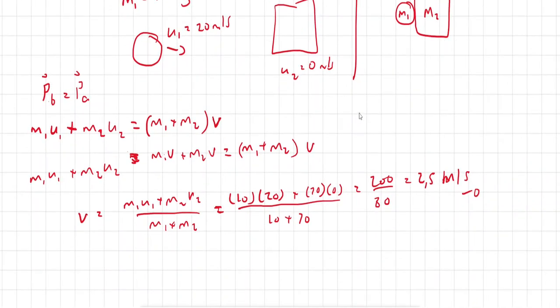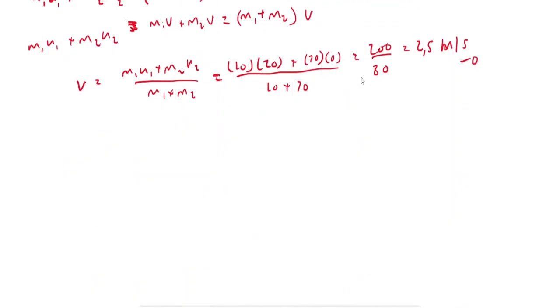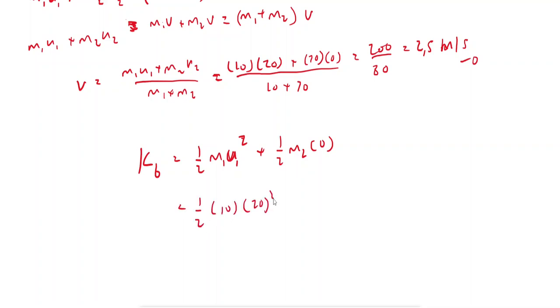So if I want the total kinetic energy before and the total kinetic energy after, let's just look at the total kinetic energy before. It's just going to be half M1 U1 squared. Then the second one is going to be 0, because this is half M2, but the speed U2 is going to be 0. So this is just half times 10 times 20 squared, which is just 5 times 400. This is going to be 2000 joules. Sorry about that. Okay, so this is the kinetic energy before.